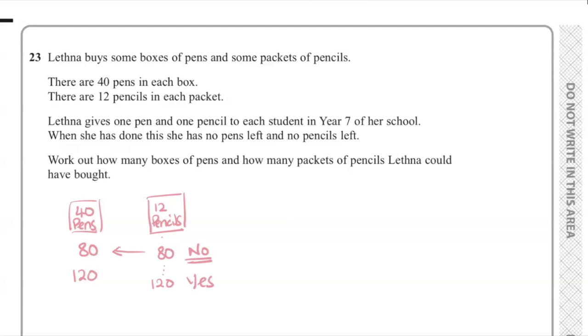I can see here, because I listed them, that that would be 3 boxes. So I'm going to be getting 3 boxes of pens. And then I've just got to think how many 12 are in 120, and that is 10. And remember, you do have your calculator to help you with all the maths there.